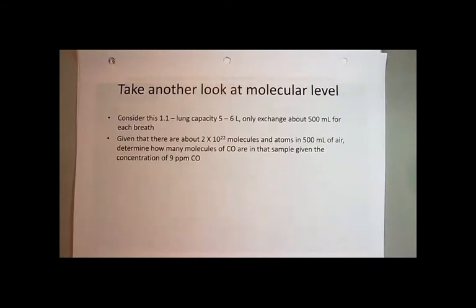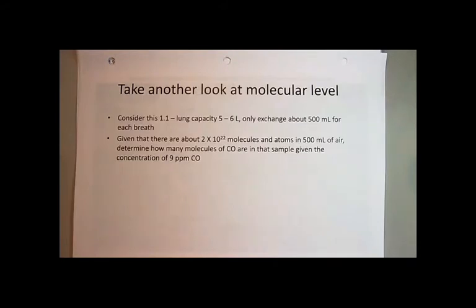You should have recognized that even though your lungs are pretty big, 5 to 6 liter total capacity, you only exchange about 500 milliliters for each breath. One way to figure out how much air is in a breath is just to blow up a balloon and see how much volume the balloon takes up after you breathe into it one breath. If not, there's about 500 milliliters of gas in each breath. That's the volume in a breath.